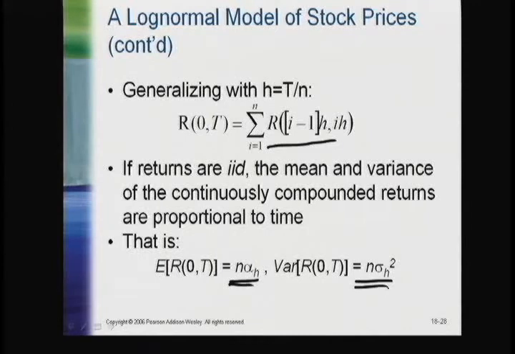It's true because in this simple summation, the mean and the variance of R, because the returns are independent, are nothing more than the sum of the means and the variances of the subinterval R's. And therefore, we get a factor of n in both the mean and the variance. And that's what gives us the time proportionality.